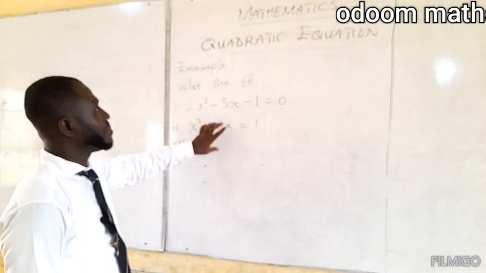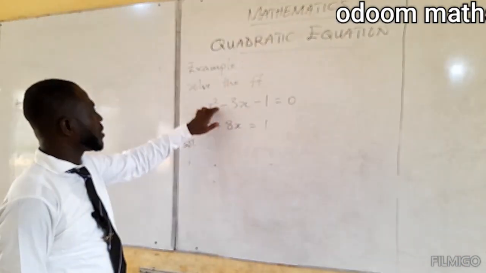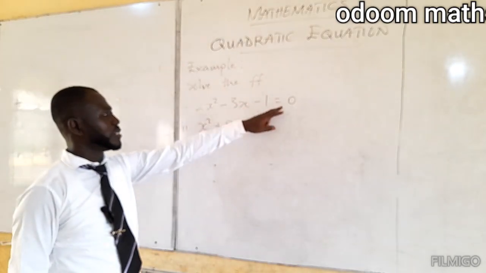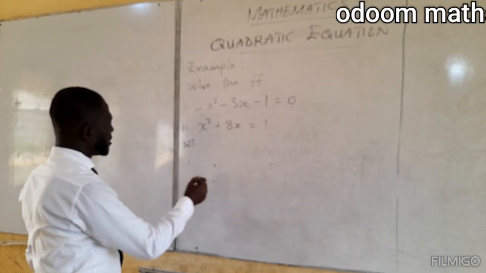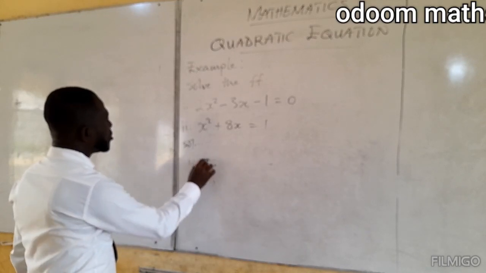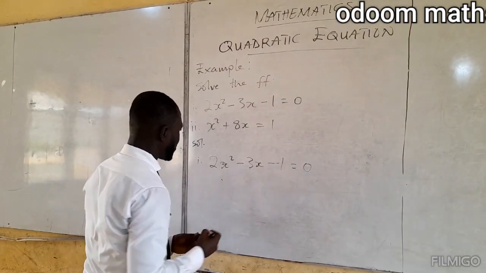These two examples are solved by the method of completing the square. The first one is 2x squared minus 3x minus 1 equals 0. I'm going to take this first, then I'll look at the second one. So 2x squared minus 3x minus 1 equals 0.